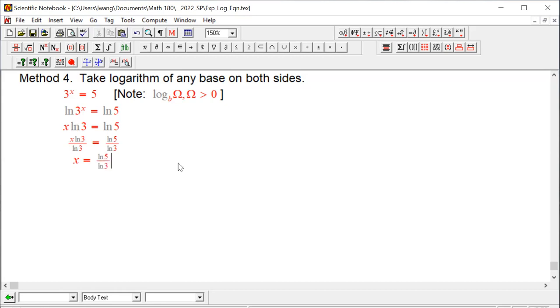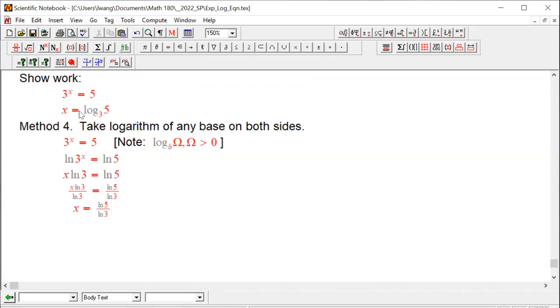And then you may say, wait a minute, didn't we have a different form before? Yes, we have a different form. Are they the same? The answer is yes, if we use the change of base formula.